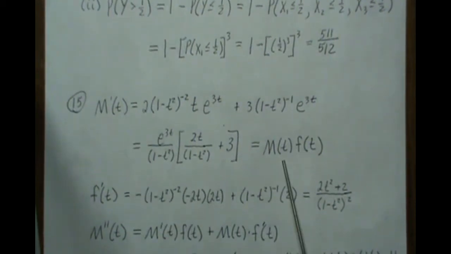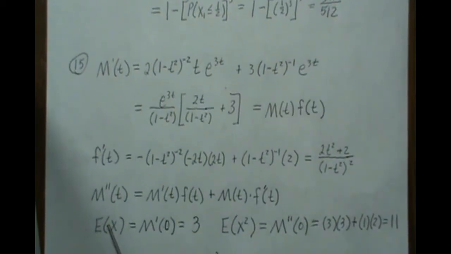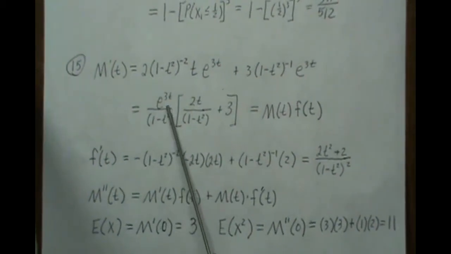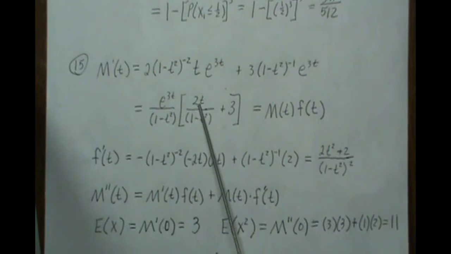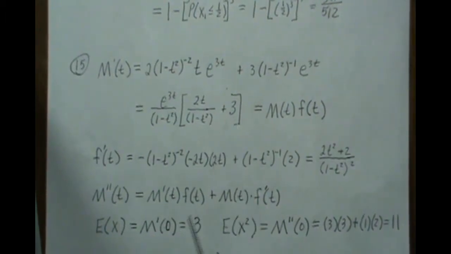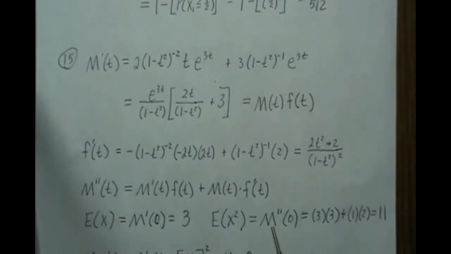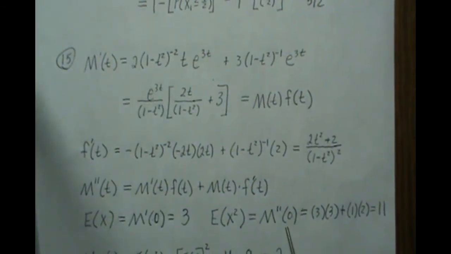So now the second derivative of our moment generating function, if this is the first derivative, is the derivative of the first times the second plus the first times the derivative of the second. And now to find the mean, you plug in 0 into the first derivative. You plug in 0, you get 1, that's 0, it drops out, so 1 times 3 is 3. Now the second moment is the second derivative, plugging in 0.